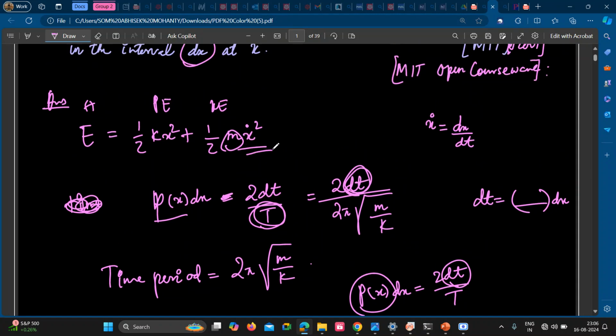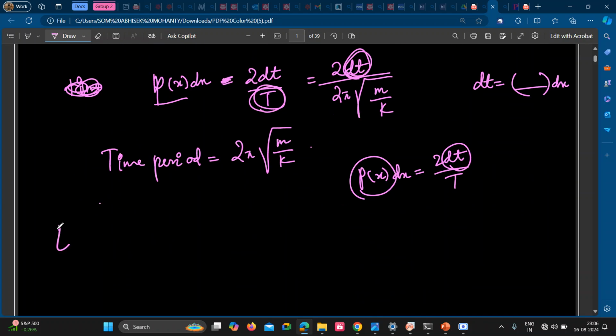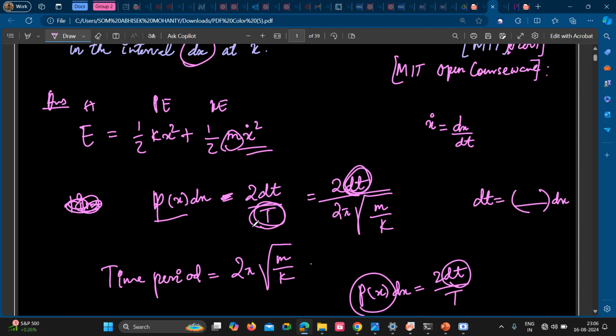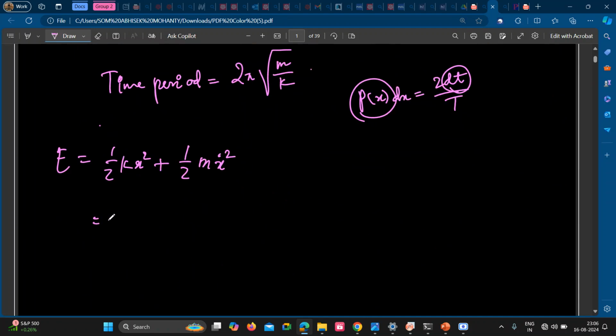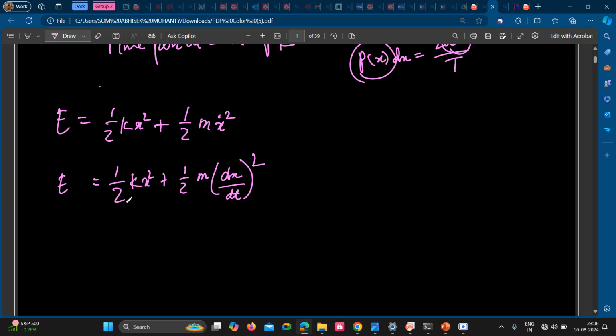See, here in this expression, I have half kx square plus half m x dot square. Okay, x dot as I have written is dx by dt. So let's put it here. So half kx square plus half m dx by dt whole square is equal to E. So let me do it very slowly, step by step. So E minus half kx square is equal to half m dx by dt whole square. I need dt.